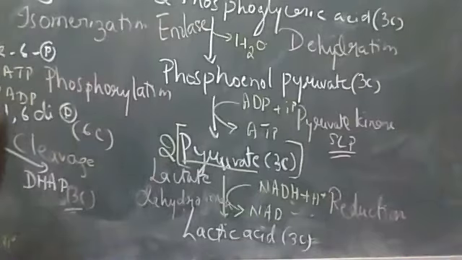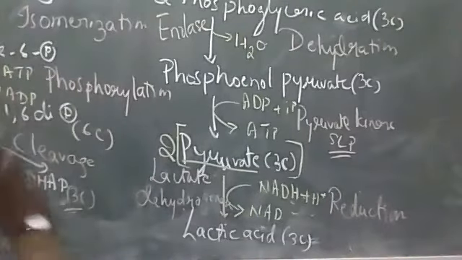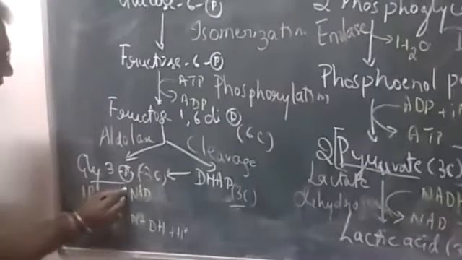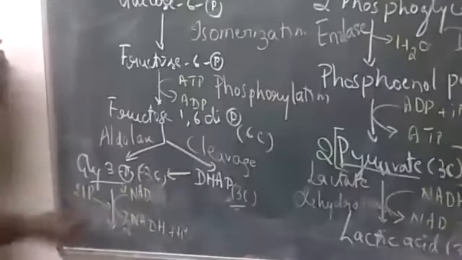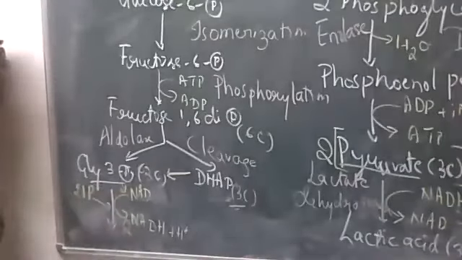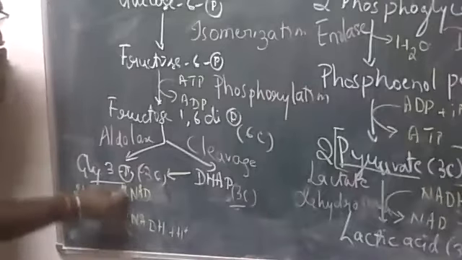See here, all of you see here. DHAP converts to G3P and undergoes the same reaction. So everywhere what you should write? 2 NAD, 2 NADH2. Two molecules. 2 NAD becomes 2 NADH2. Similarly, everywhere the same thing you should write.